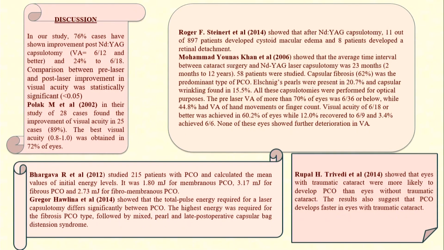Many studies have been done on this topic so far. The BCVA was calculated, and the maximum number of patients developed 6/12 vision or better, but 24% had 6/18 vision. Many studies have shown that the average time interval between cataract surgery and NDA laser capsulotomy was almost 23 months, and that the highest pulse energy is needed in NDA capsulotomy for the fibrous type of PCO. Eyes with traumatic cataract are more likely to develop PCO.